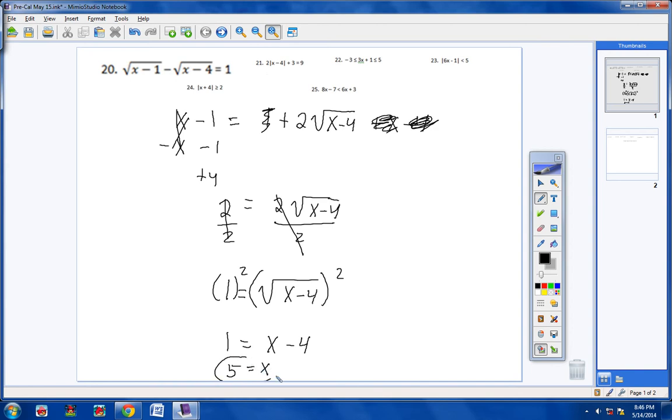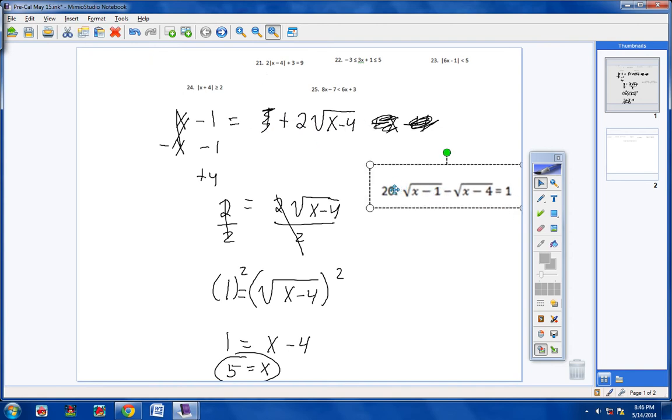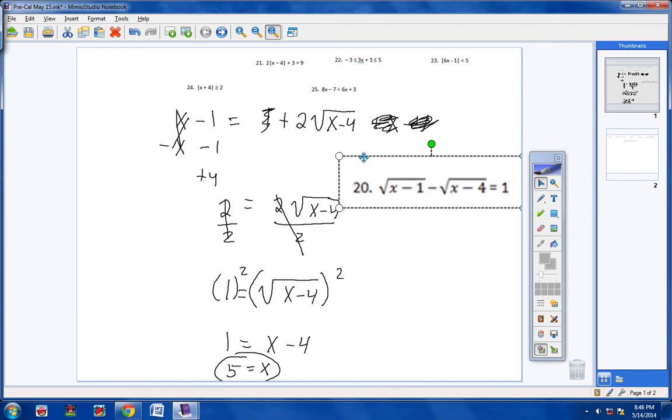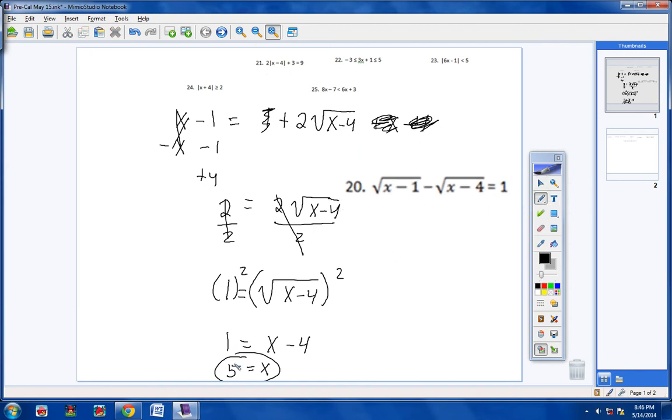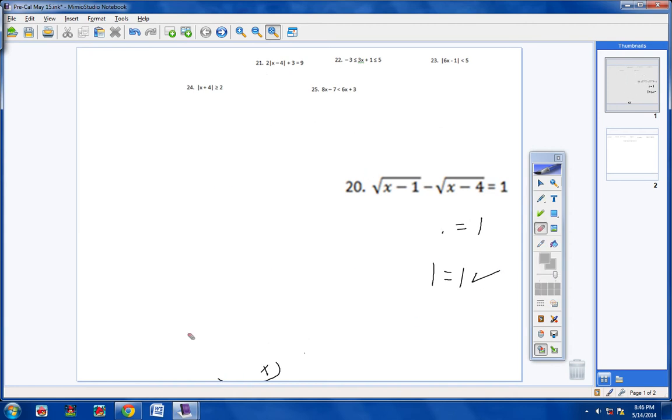Now, you do have to check your answer in these types of equations, because anytime you square an equation like that, you might create extra answers called extraneous solutions. So let's real quick put 5 in and see what happens. 5 minus 1 is 4, and the square root of 4 is 2. And bring down your minus sign. 5 minus 4 is 1, and the square root of 1 is 1, equals 1. 2 minus 1 is 1, 1 equals 1. So 5 does work, okay? All right, let's move on to the next problem. Let's grab this problem here and drag it out of the way, and let's continue on to this problem here.